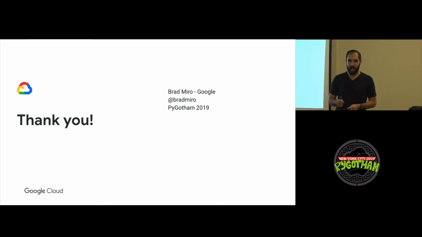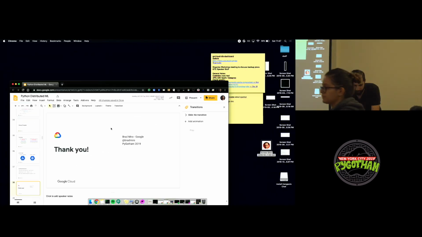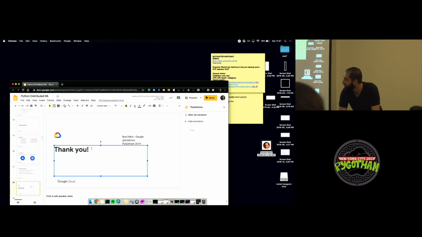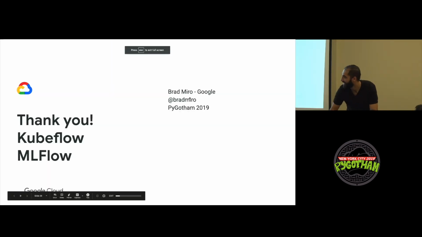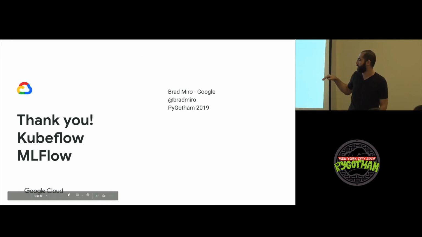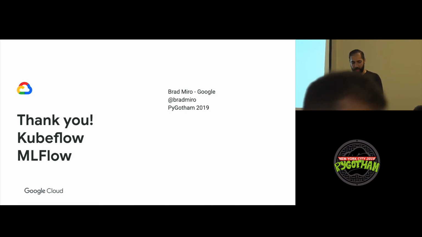How do you spell that? K, I can type it here. The translator has it. Oh, okay, I could just type it here too. Kubeflow.